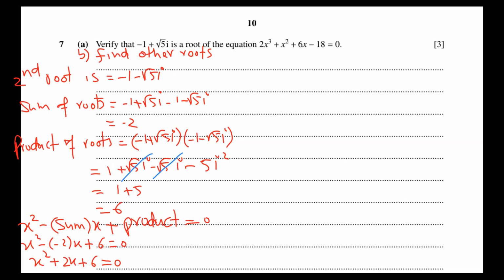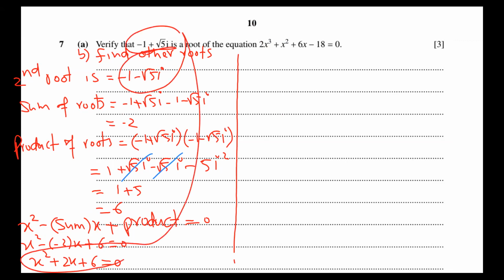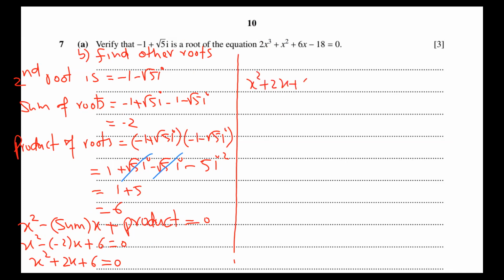After this, how to find the third root? You remember, power 3 means 3 roots. Root number 1 is this, root number 2 is this, and the third root I don't know. When I combine these two, they give this quadratic equation. So I will write this quadratic equation outside the long division sign.